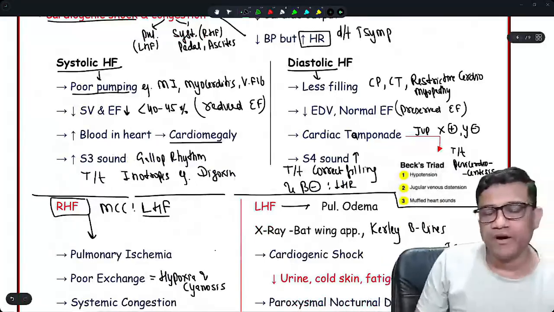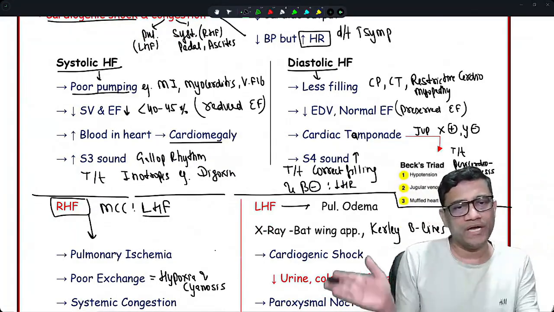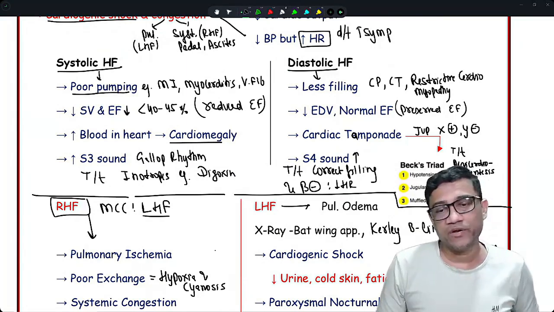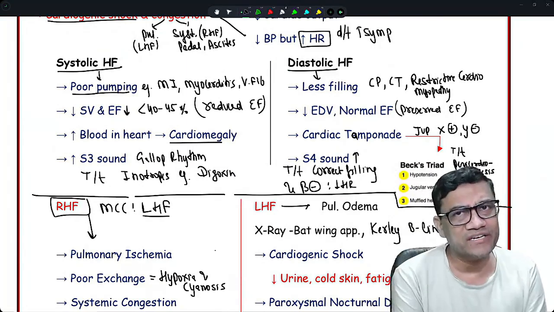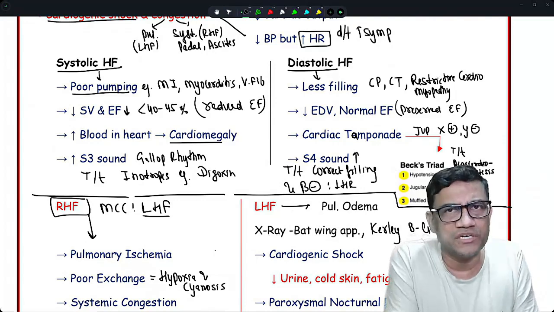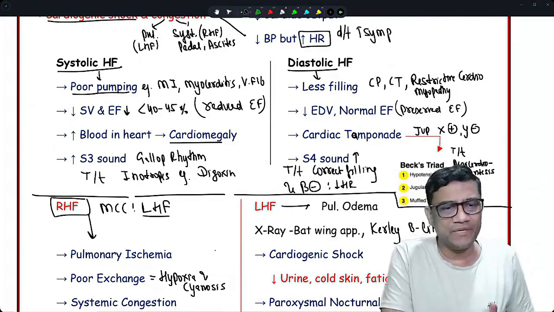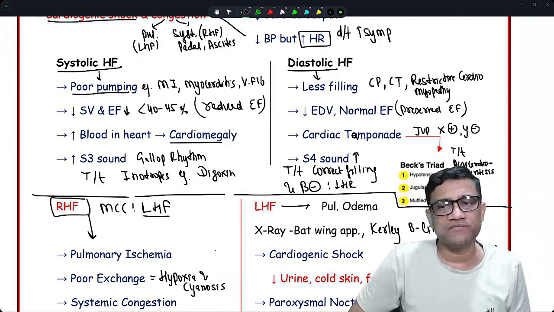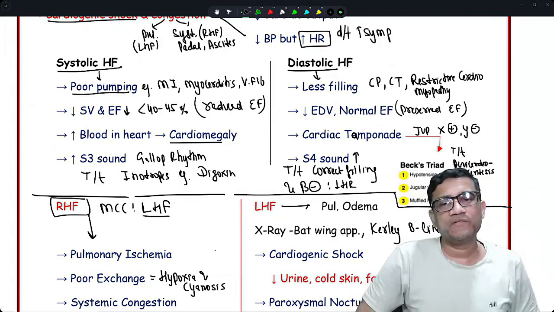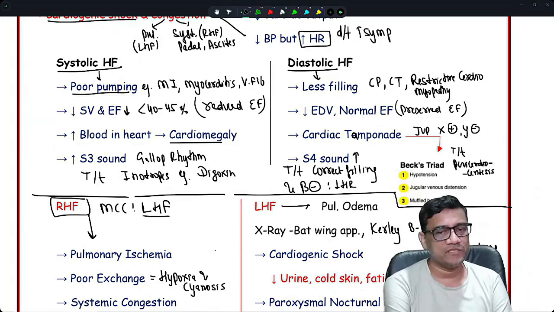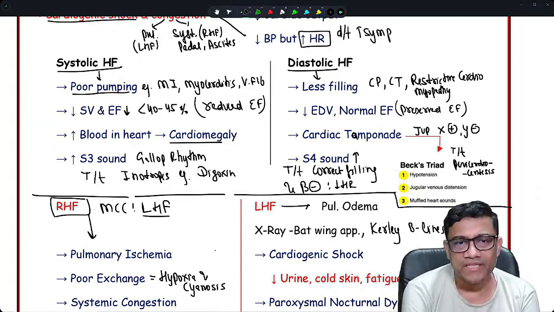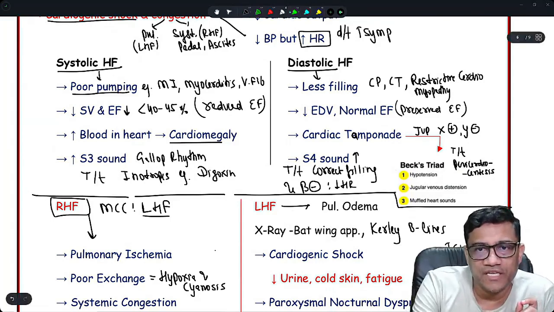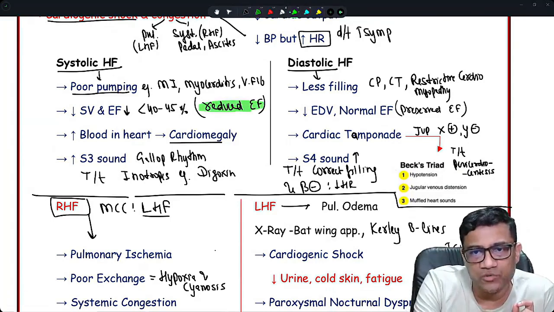Now, there are two kinds of heart failure, systolic or diastolic. In systolic, pumping is bad, as in MI, myocarditis, ventricular fibrillation, dilated cardiomyopathy, or cardiotoxic drugs like doxorubicin. If the heart is damaged, it is systolic. Whereas if there is less filling, like constrictive pericarditis, cardiac tamponade or restrictive cardiomyopathy, suspect diastolic heart failure. Then what are the findings? The main one is ejection fraction, which is reduced in systolic.